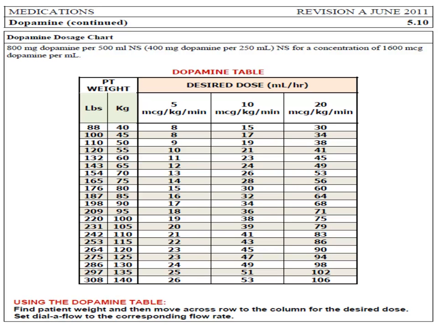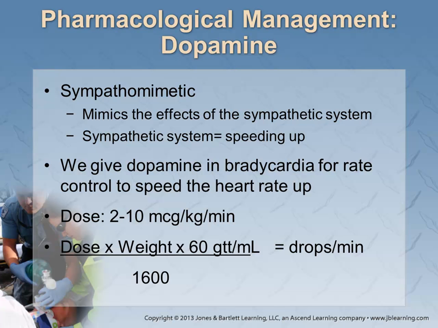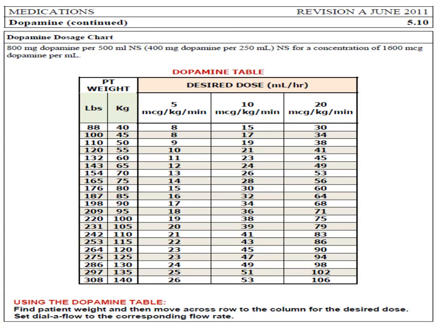Or it might be the 400 per 250. This is in your Alabama protocols. We don't have time to do this formula on the back of the truck. So 5, 10, 20 mics, if they weigh 120 kilograms, we're going to start at 23 milliliters per hour. Does that make sense? Very easy. You may need to use a dial-a-flow. Do y'all know what a dial-a-flow is? With a dial-a-flow you just set how many milliliters per hour you want.